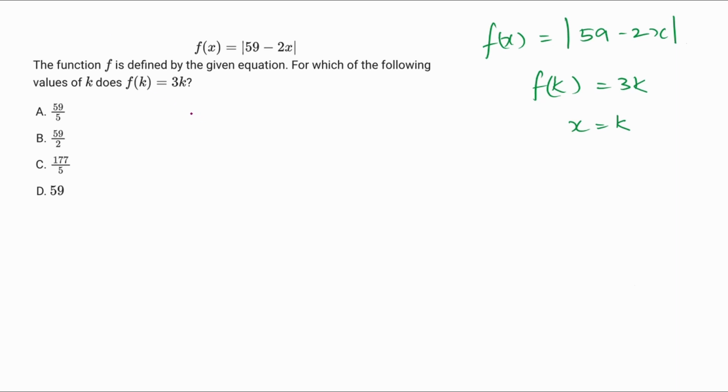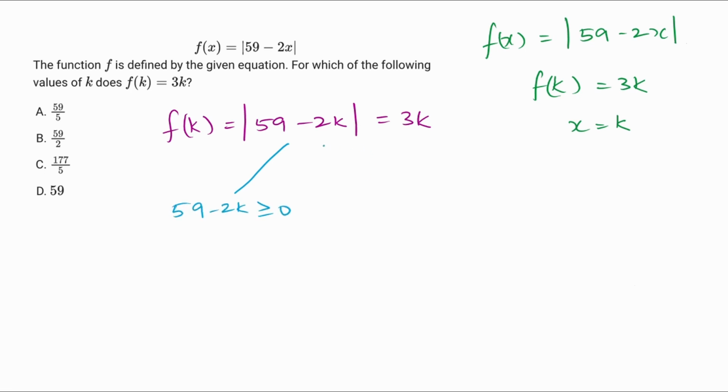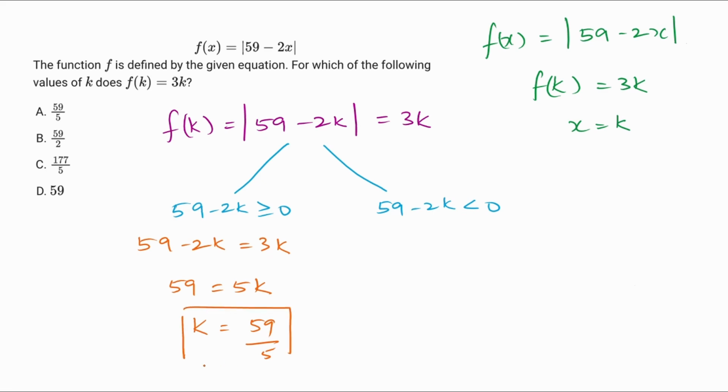So let's substitute our x value to be k. We have f of k is equal to modulus of 59 minus 2k equal to 3k. Here we need to consider two cases, that is when 59 minus 2k is greater than or equal to 0, and another case where 59 minus 2k is less than 0. Let's consider our first case. We have 59 minus 2k equal to 3k. Now simplifying this, we are going to get 59 is equal to 5k, where k is equal to 59 divided by 5. So this is my k value.